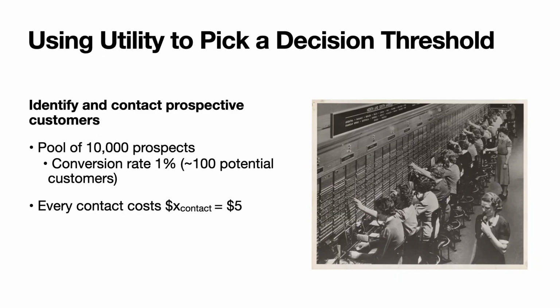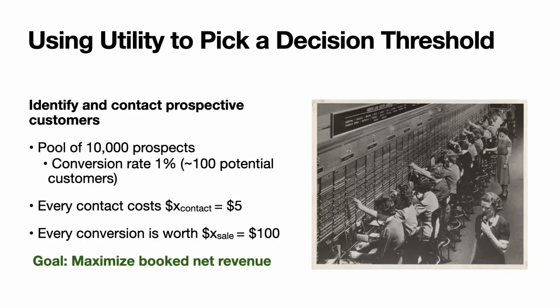It costs $5 to contact each prospect, so you don't want to waste resources calling prospects who are unlikely to convert. Every conversion is worth on average $100, so you'd like to not miss any potential conversions. The goal is to strike a proper balance in order to maximize booked net revenue. Let's assign values to each possible outcome.